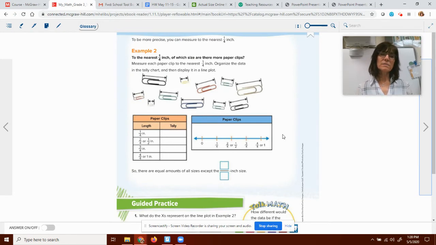I'm going to give you a minute or 2 just to go ahead and measure these paper clips. So go ahead with your ruler and measure, and Mrs. Swint will give you 2 minutes.